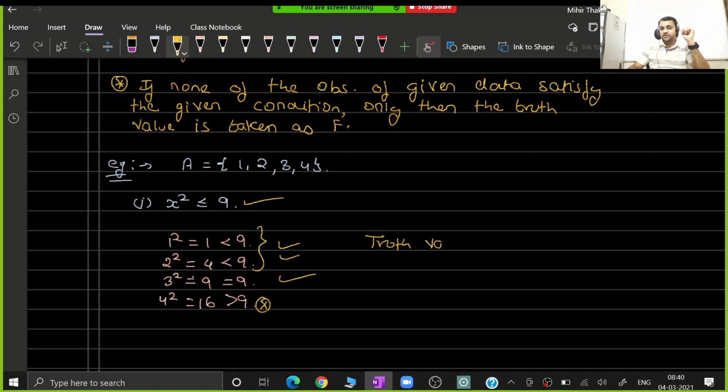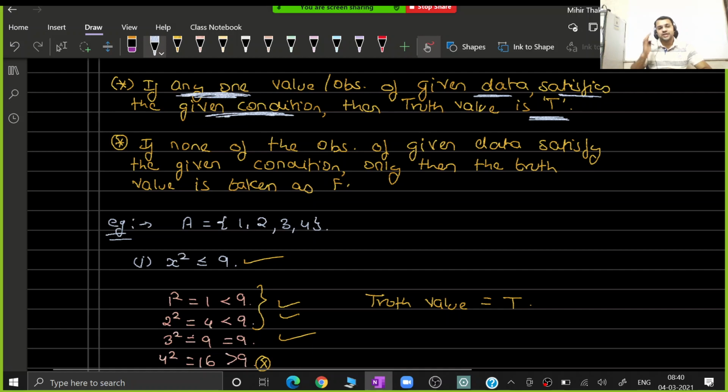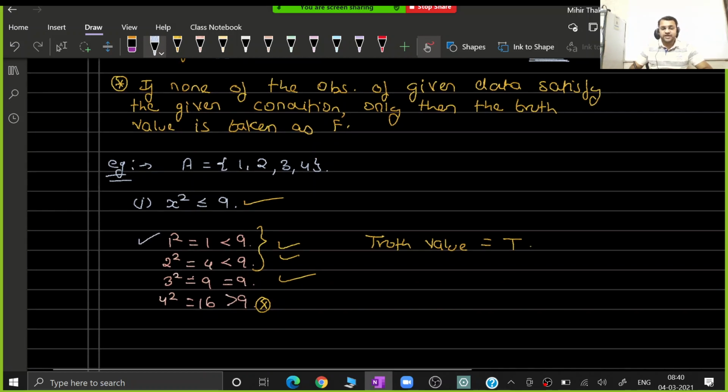Why can we consider that the truth value is equal to T? For the simple reason it says that any one value of the data satisfies the given condition, then the truth value is T. Any one value, even one value satisfying is enough. Here 1 is satisfying, 2 is satisfying, 3 is satisfying. So there are 3 values which are satisfying this condition, guys. Therefore, you can say that the truth value of the given statement is definitely equal to true.